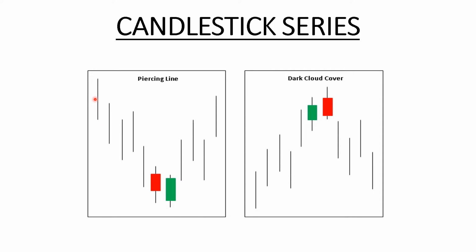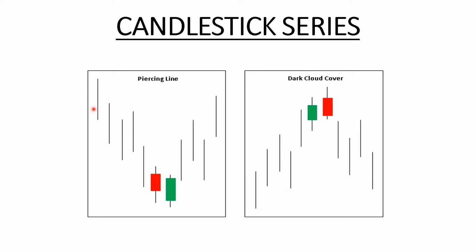Let's say there's a market which is in a downtrend, and then after a bearish candle, what will happen? The next bullish candle will open with a gap down, almost below the close of the bearish candle, and then will travel up and cover at least 50% of the body of the bearish candle, and from there the market will reverse. If you don't know what a bullish candle, bearish candle, body and wicks are, you can watch my previous videos.